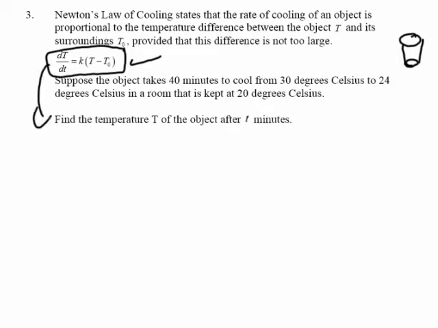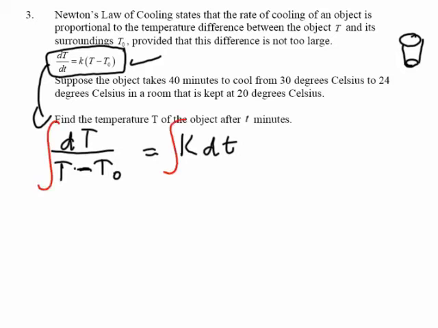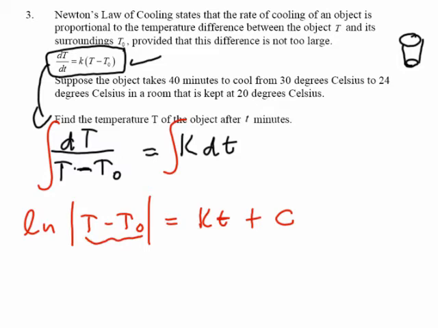So we need to separate our variables. Big T is the temperature. Little t is the time. And just to be clear here, big T naught is a constant. It's the room temperature. So let's integrate both sides. We're solving by separation. This is going to be ln absolute value of T minus T naught equals kt plus c. Some of you might wonder, do we need the absolute value if the temperature of the object is higher than the temperature of the room? No, not in a cooling situation, but let's work with it anyway.